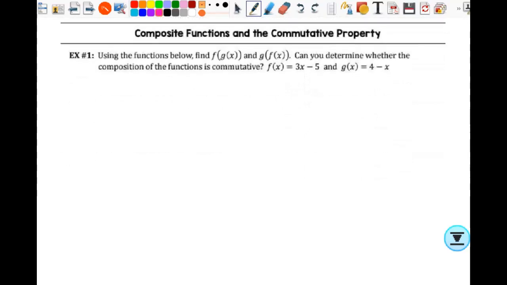So then, let's do composite functions and the commutative property. We are going to find f of g of x, and we are going to find g of f of x. That's something you should totally be able to do at this point. So make it happen.